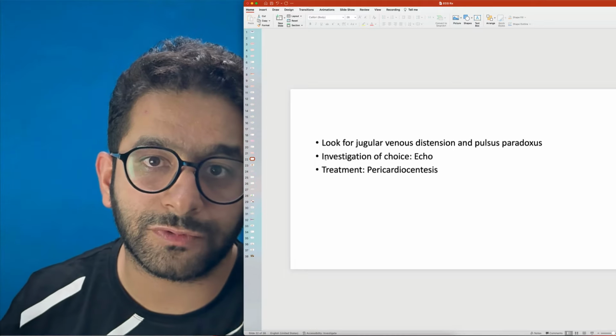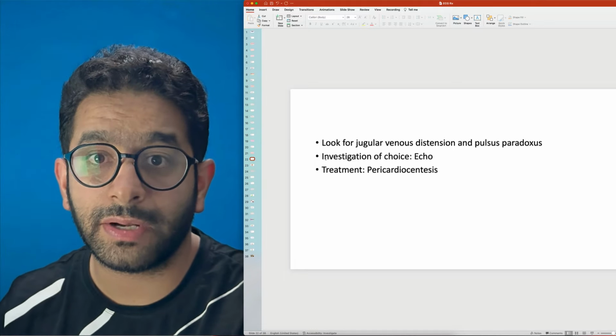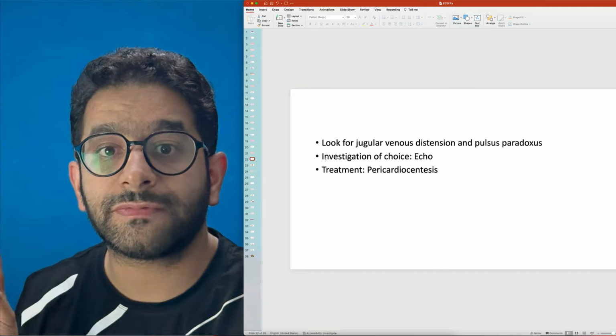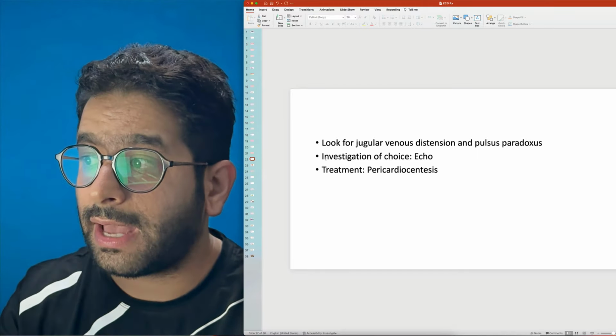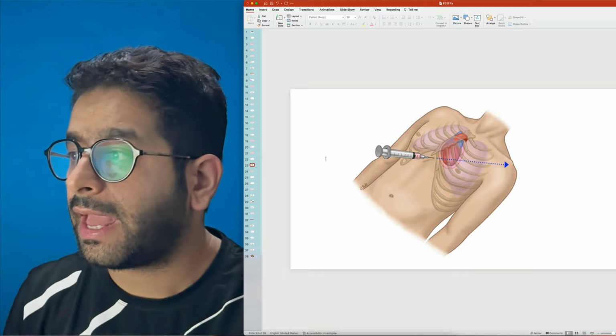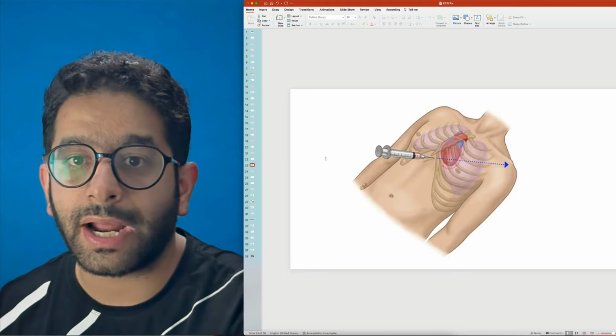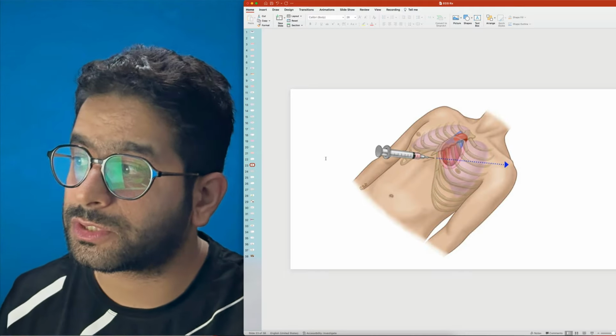Remember, investigation of choice. Remember the Beck's triad of tamponade. Remember the electrical alternans of tamponade. Remember the investigation, the echocardiography, and remember pericardiocentesis. Now, not everyone can do pericardiocentesis. It's a very dangerous procedure.